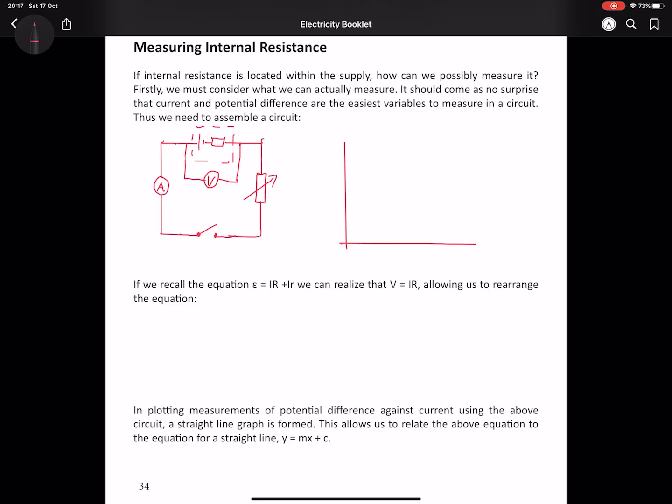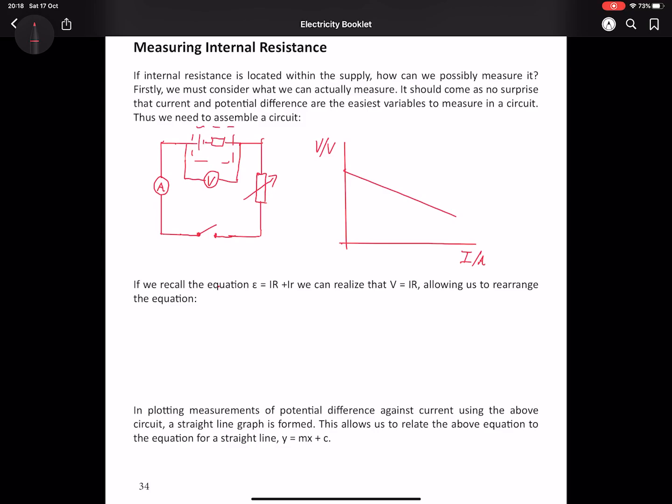Now I find a switch is a useful thing to add to these circuits simply because it allows you to take a clear, direct measurement of the EMF itself. Once connected, you could vary the variable resistor in order to get a range of results and plot them on a VI graph like this. And generally the results will be a negative gradient gradually going down like this.